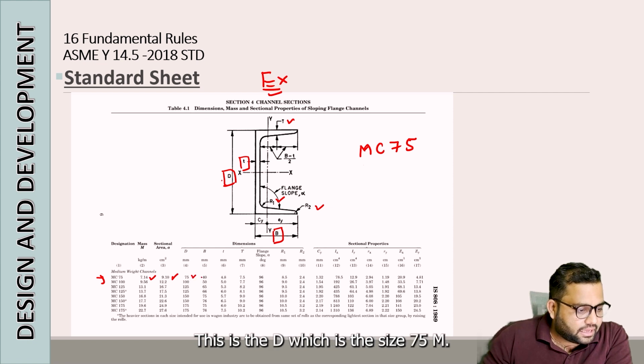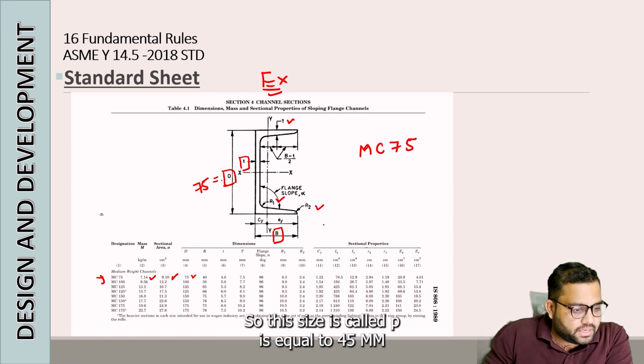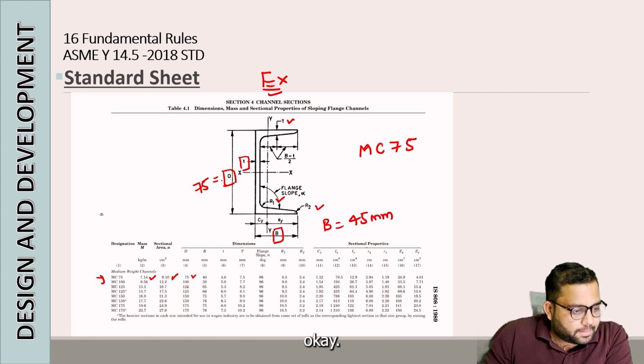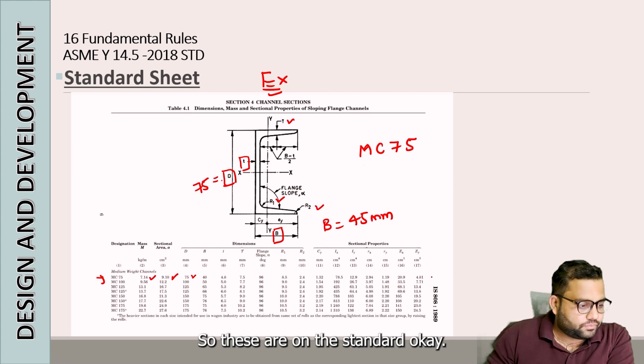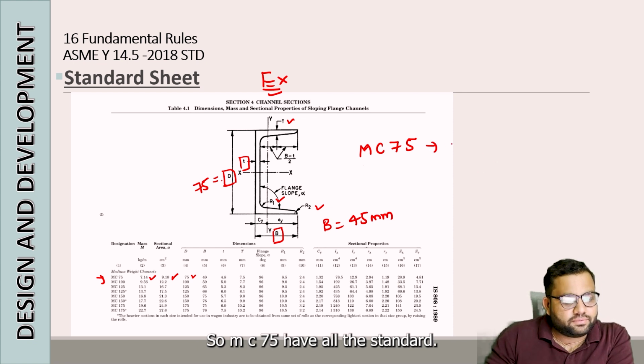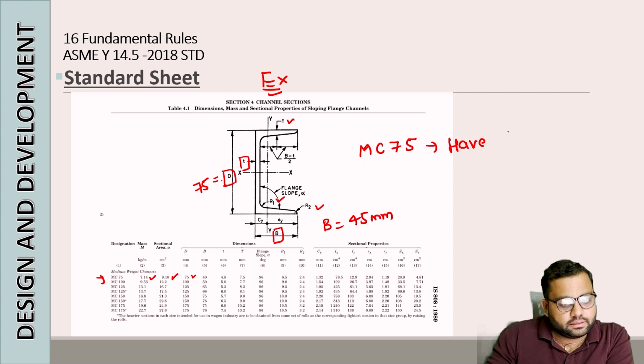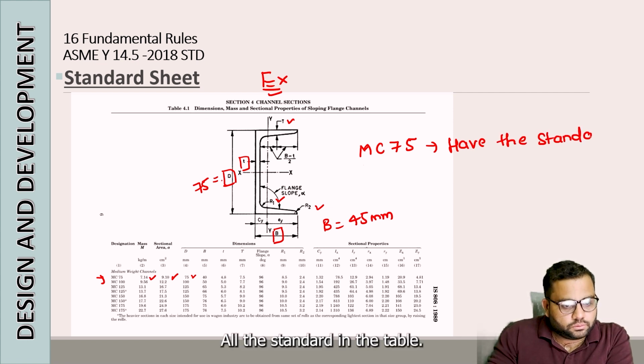This is the D, which is the size, 75 mm. So in this case, 75 mm is the size of this D. 40 mm is the B. So this size is called B, equal to 45 mm. So these are all the standard. MC75 has all the standard in the table.